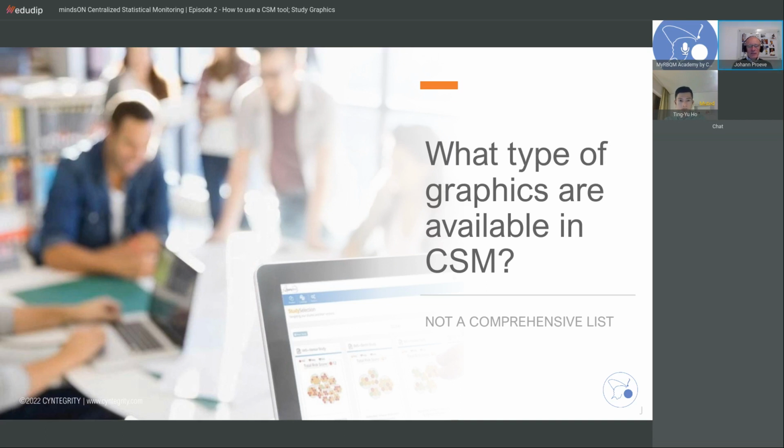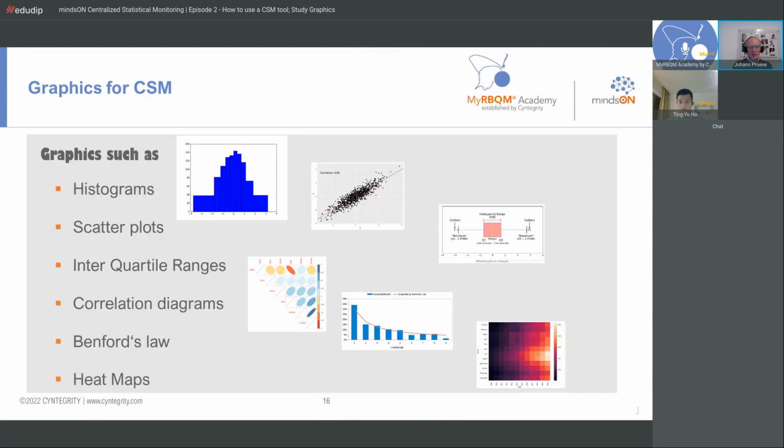So just to briefly reiterate what type of graphics are available in the centralized statistical monitoring tool. And this is not a comprehensive list, so don't shoot the messenger here because we forgot one or two or three or even five other potential graphics. But these that we share with you here are the most commonly used, and in my personal opinion, they are the ones that probably cover 95 to 98% of what you probably need in your life. So usually what we see is histograms, so something where you look at the data and the data distributions. My personal favorite are scatter plots, in particular when you look at two different types of data or two different data items.